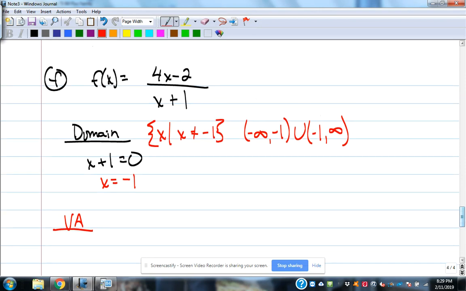Our vertical asymptotes. Well, the bottom part didn't factor. What about the top part? It'll factor with the 2, and that leaves us 2x minus 1. But does anything cancel? No. So our vertical asymptote is going to match what we got when we found our domain. Our vertical asymptote is at x equals -1. In the interval notation for domain, x cannot be -1, so you've got to skip it.